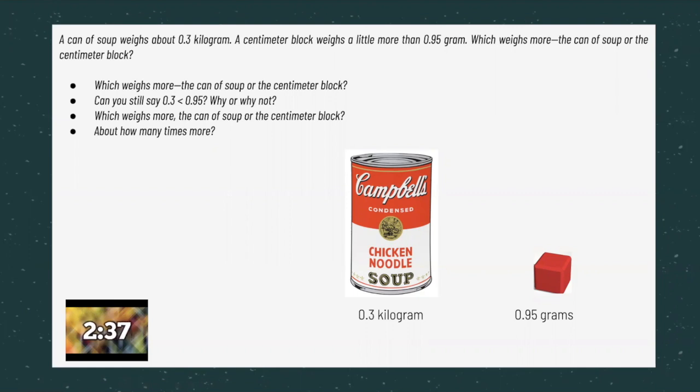Can you still say 3/10 is less than 95 hundredths? Why or why not? Which weighs more, the can of soup or the centimeter block? And about how many times more?